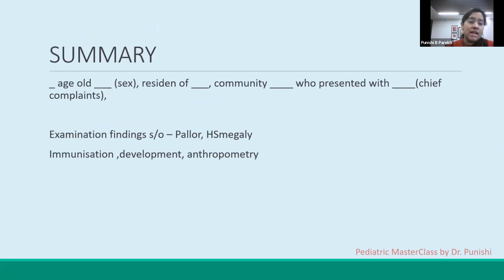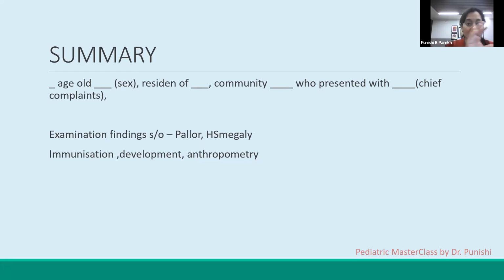So now this is a 10-month-old girl child, resident of Mumbai, hailing from Nagpur, belonging to the Buddha community, born out of third-degree consanguineous marriage, who presented with chief complaints of pallor, easy fatigability, abdominal distension, and breathlessness, with examination findings suggestive of pallor and severe hepatosplenomegaly. Let's say this patient also had frontoparietal bossing. She was immunized up to age, developmentally normal, and anthropometrically she had severe acute malnutrition.